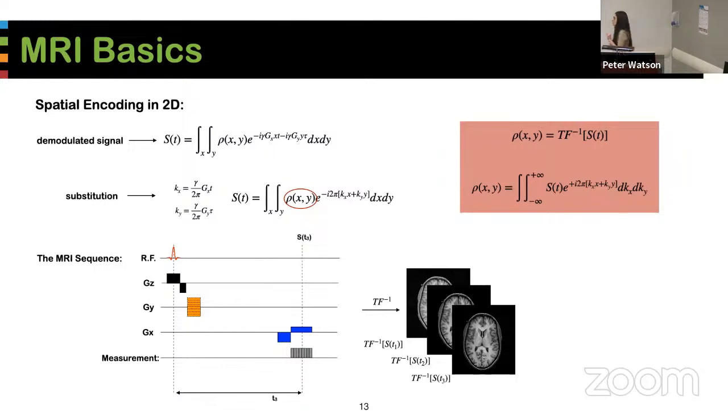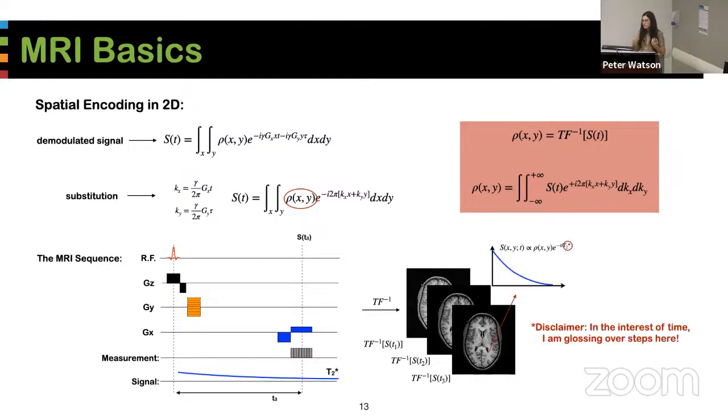Now, if we took any given pixel in this image and looked at the evolution of the signal of that pixel over time, we would find that it decays exponentially with a characteristic time called T2 star. So we go back to the exponentially decaying signals that I showed you initially. Disclaimer, for those of you who are experts in MRI, you will have noticed that I have glossed over some steps in the interest of time, but it's enough to follow the rest of the talk.